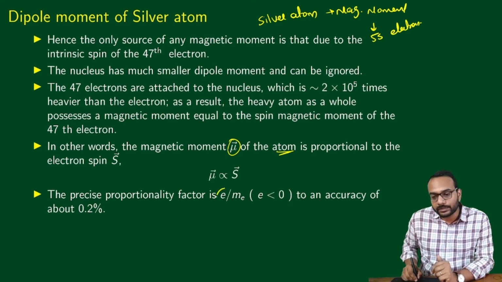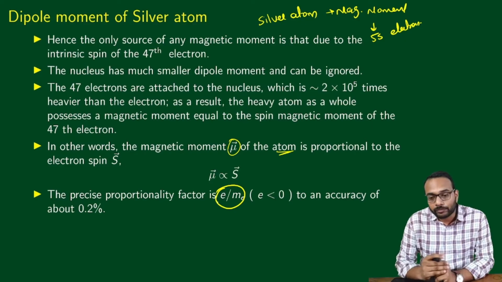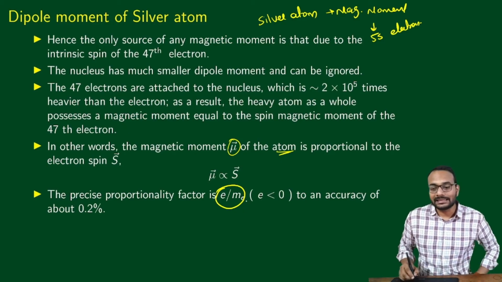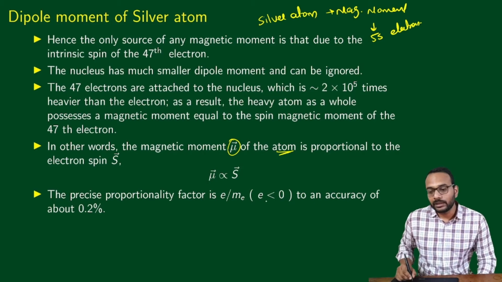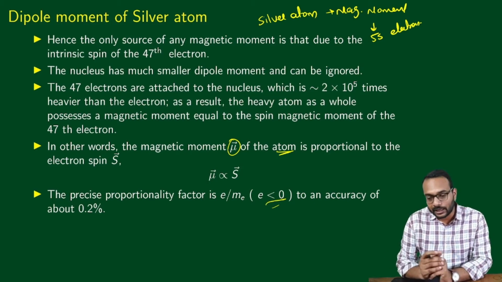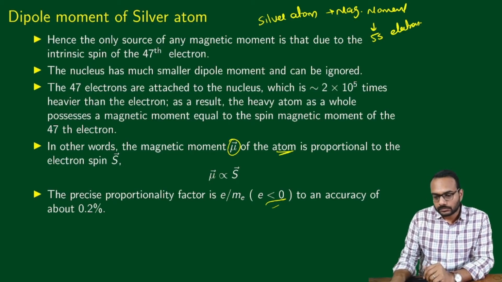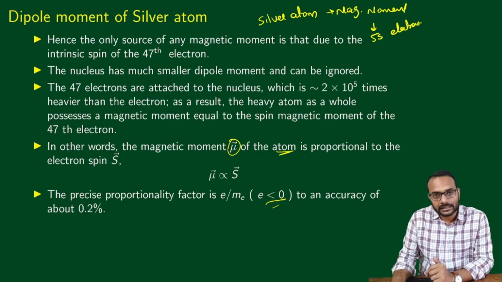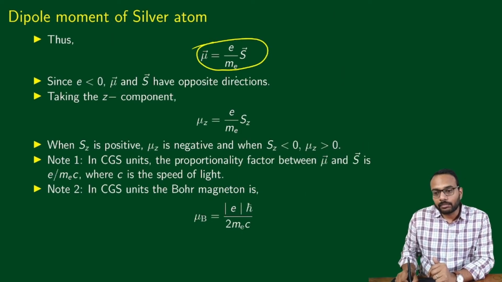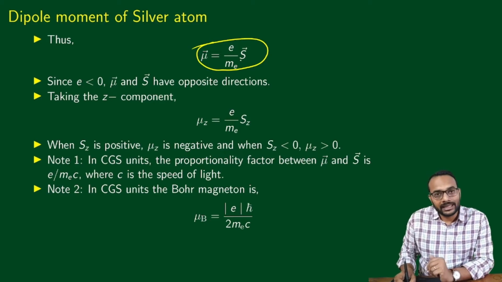We also saw in the previous class that the proportionality factor that relates the magnetic moment and spin of an electron is e divided by m_e, where e is the charge of the electron and m_e is its mass. This is a quite accurate proportionality factor. So we can write mu vector is equal to e divided by the mass of the electron multiplied by S vector.